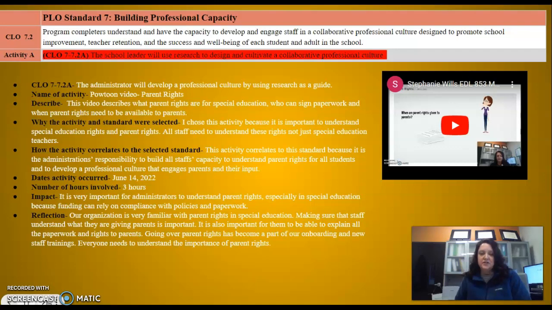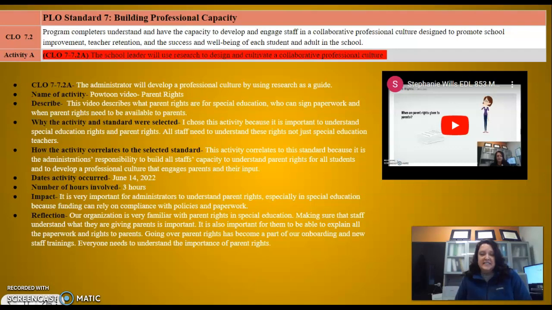This was completed on June 14th, 2022, and took 3 hours. How does it impact me? It is very important for administrators to understand parent rights, especially in special education, because funding can rely on compliance with policies and paperwork. And as I reflect as an administrator, our organization is very familiar with parent rights in special education because our CDC Part C is special education.